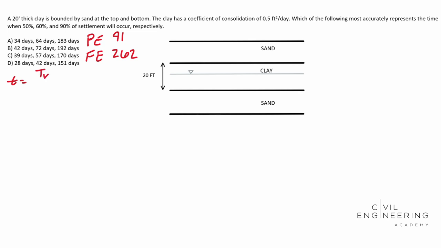And that formula looks like this: T equals Tv times Hd squared over Cv. And in the FE, it looks a little different. Tv is equal to your Cv times your t over your Hdr squared. All you have to do is just rework your units right there, and you'll end up with the same exact formula.